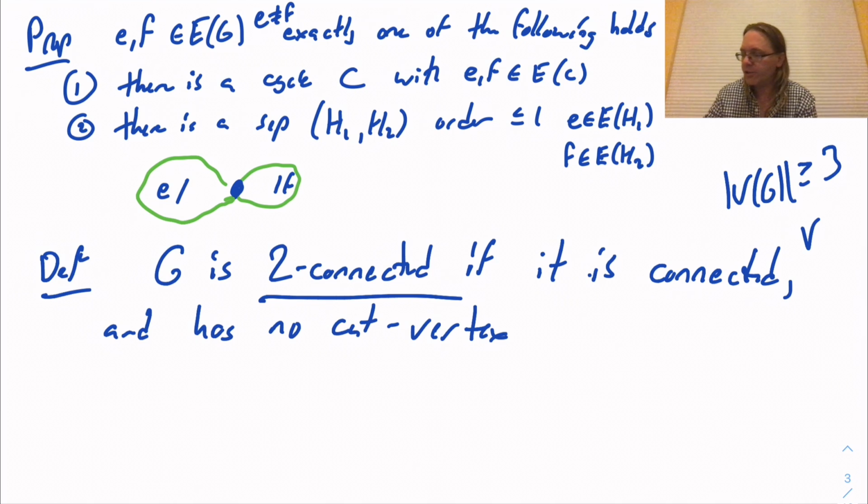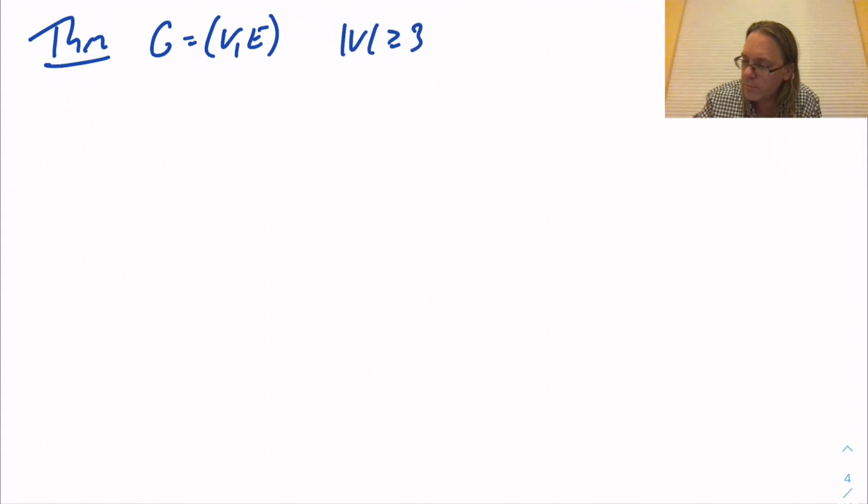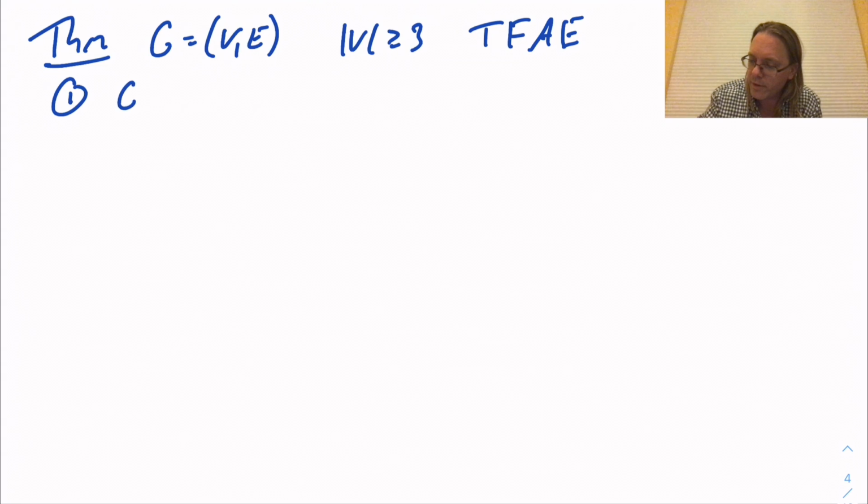Now let me show you a nice theorem. We're going to be leaning on this proposition that we have up here. We've just characterized when a graph has a cycle through 2 given edges, and that's what we're going to be leaning on in the next theorem statement. So our theorem is: if I give you a graph with at least 3 vertices, then the following are equivalent. G is 2-connected.